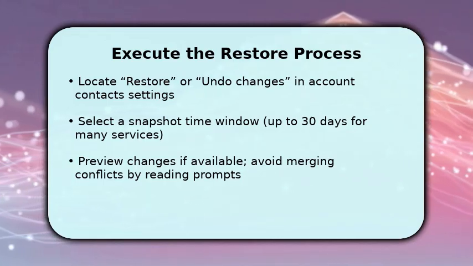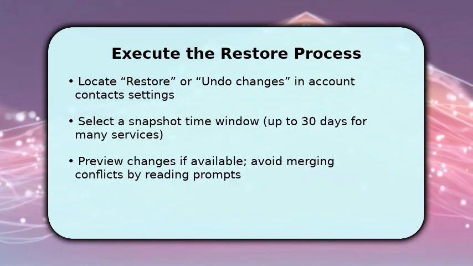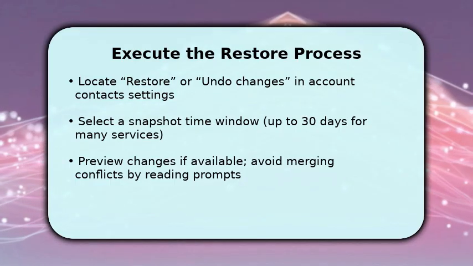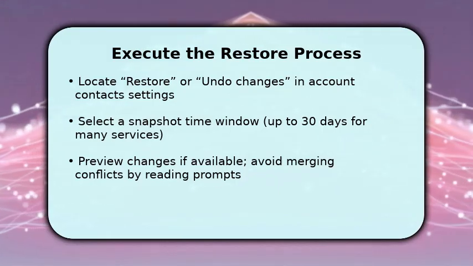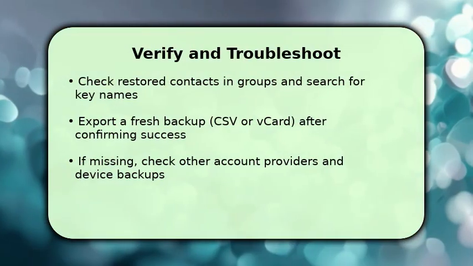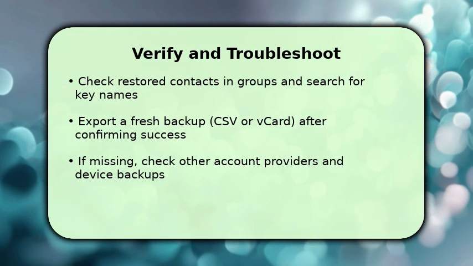After confirming, the service rewrites contact entries from the snapshot, restoring deleted contacts while keeping current records intact as specified by the merge options. After the restore finishes, verify by searching for key contact names and scanning groups or labels to ensure entries and phone numbers returned.